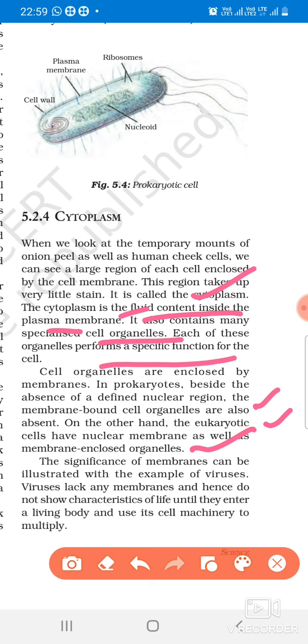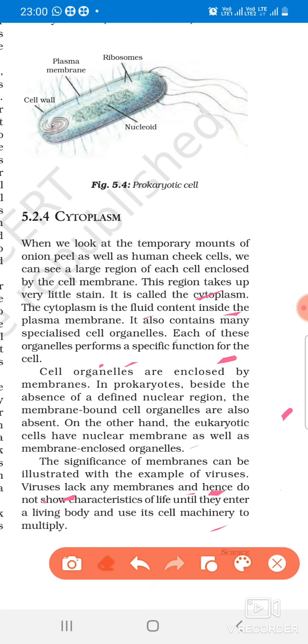Now the significance of the membrane can be illustrated with the help of the example of a virus. Viruses lack any membrane, and hence they do not show the characteristics of life until they enter a living body and use its cell machinery to multiply. In the case of a virus, there is no membrane, so when it enters the body of the host, it will use the cells of the host body. So a virus is the boundary line between the dead and the living organism.